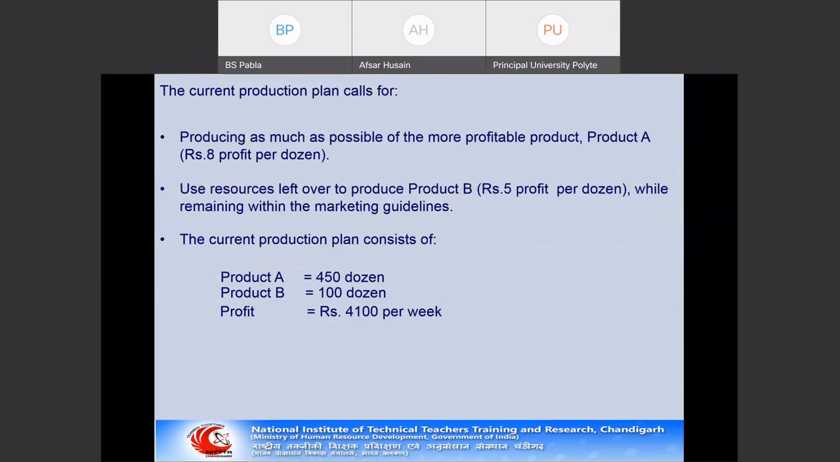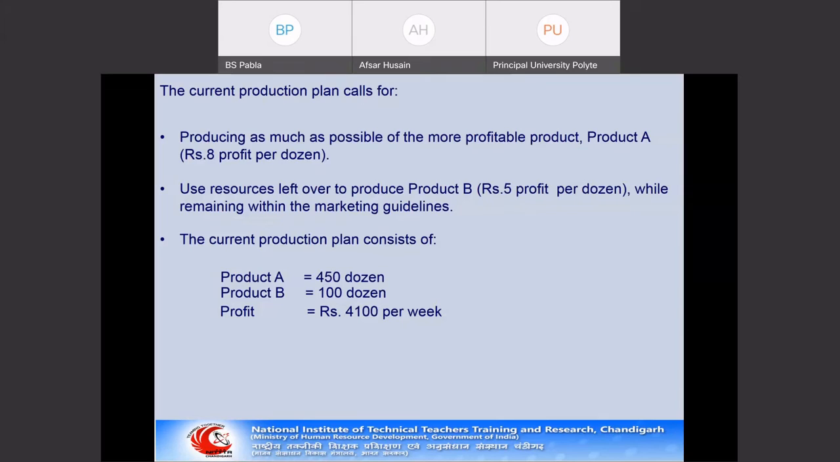Now, what does the current production plan say? It says produce as much as possible of the more profitable product A, because it gives 8 rupees profit per dozen. That is what I said, I would like to produce more of A. But there is a constraint that the dozens of product A minus the dozens of product B should be equal to or less than 350. Use the resources left over to produce product B, which gives 5 rupees profit per dozen. That is my thinking, that is your thinking also, if there are no constraints.